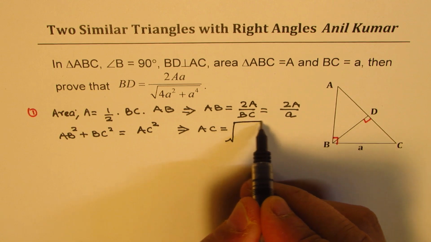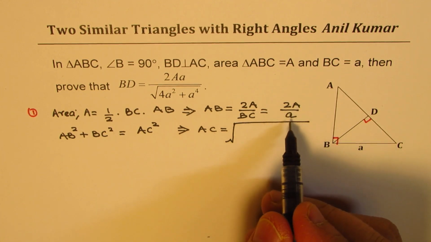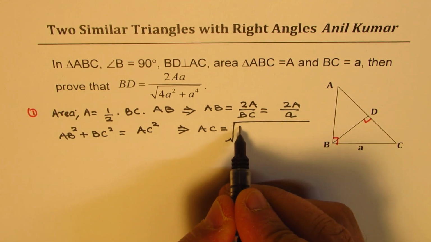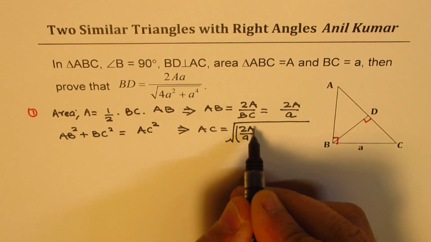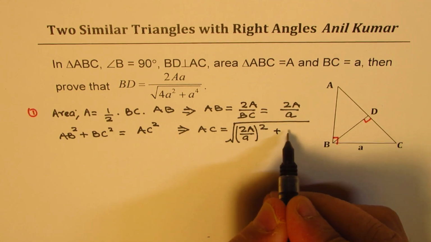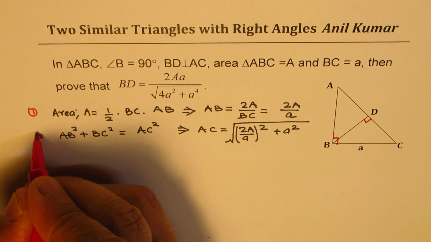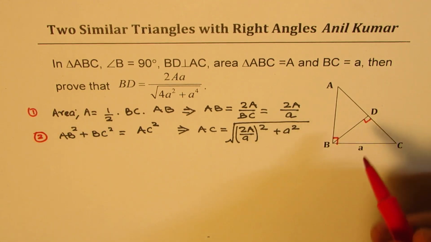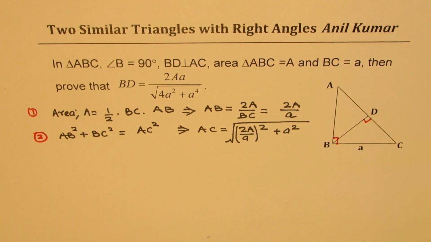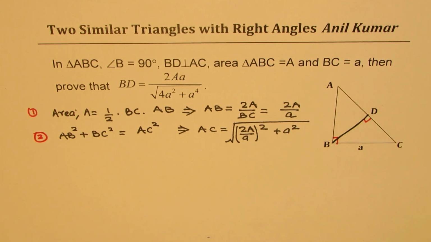AC should be equal to the square root of AB square plus BC square. Now, AB square is 2A over a, so let me write it as 2A over a whole square. That is AB square, and BC square is a square. So that is how we can get the value of AC. Let me call this my second equation. We need to find what BD is. This is what we need to find.